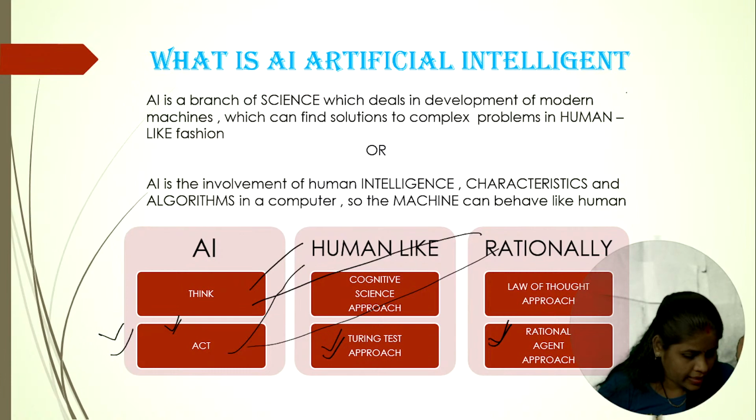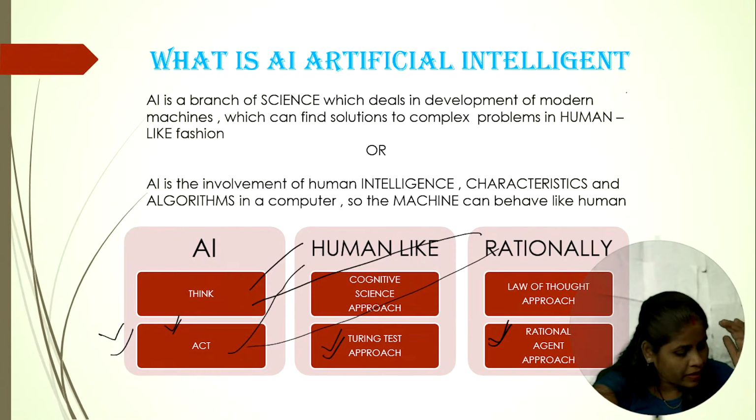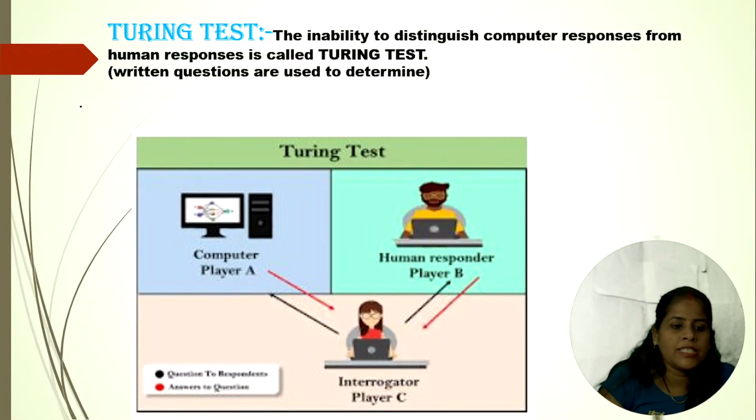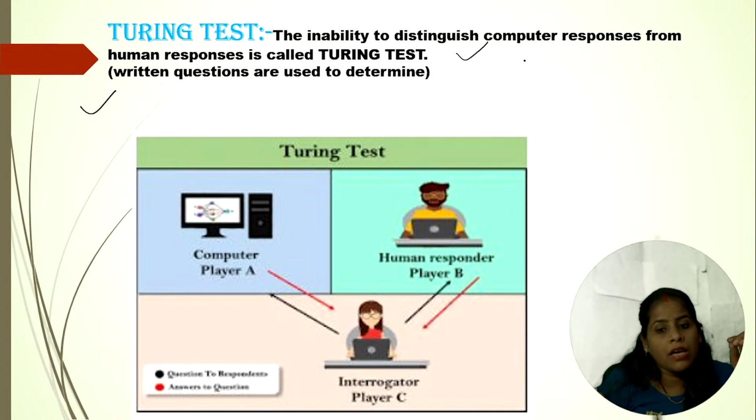Yes, okay sir. Okay. Now, in the starting I am explaining in detail. If you are able to catch, then we will go fast. Now come to Turing test. What is Turing test? The inability to distinguish computer responses from human responses is called Turing test. What is Turing test? To make a human fool.